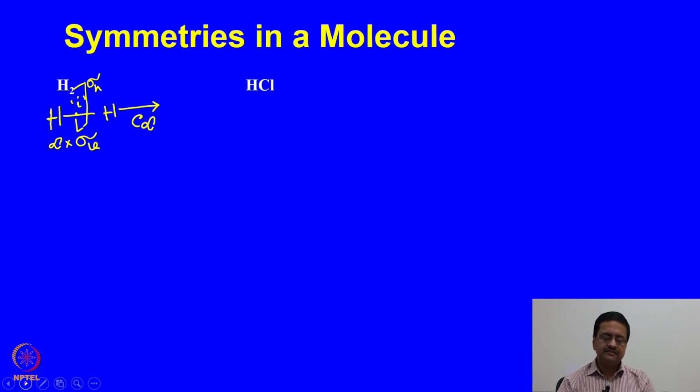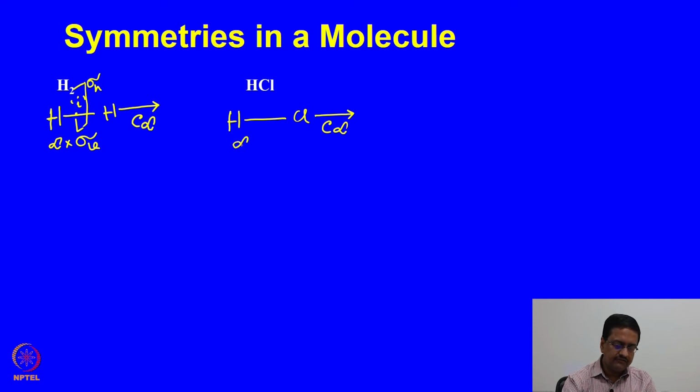Now, how is HCl different from hydrogen? In the case of HCl, we have the C infinity axis as usual, and then we also have an infinite number of sigma v's, but the inversion center is not present, and also the sigma h is not present.